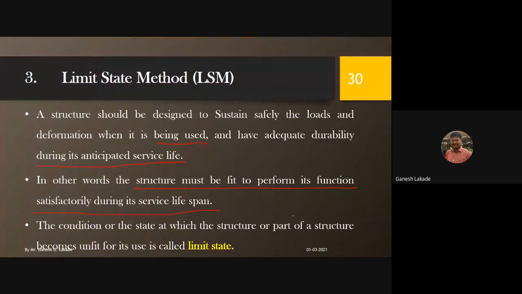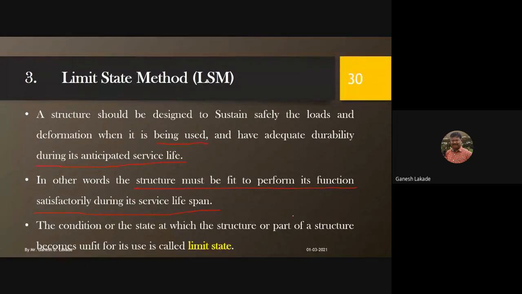Becomes unfit means, काय की तो जो काही कॉम्पोनंट असेल, मटेरियल असेल किंवा स्ट्रक्चरल जो कॉम्पोनंट असेल त्याची स्ट्रेंथ कमी झाली किंवा तो जो काही कॉम्पोनंट आहे तो ज्या लोड कॅरी करण्यासाठी डिझाईन केला असेल तेवढा लोड तो कॅरी करू शकत नसेल तर त्या इन्स्टंटला किंवा त्या सिच्युएशनला आपण म्हणतो लिमिट स्टेट. So it is a limiting condition, limit state.